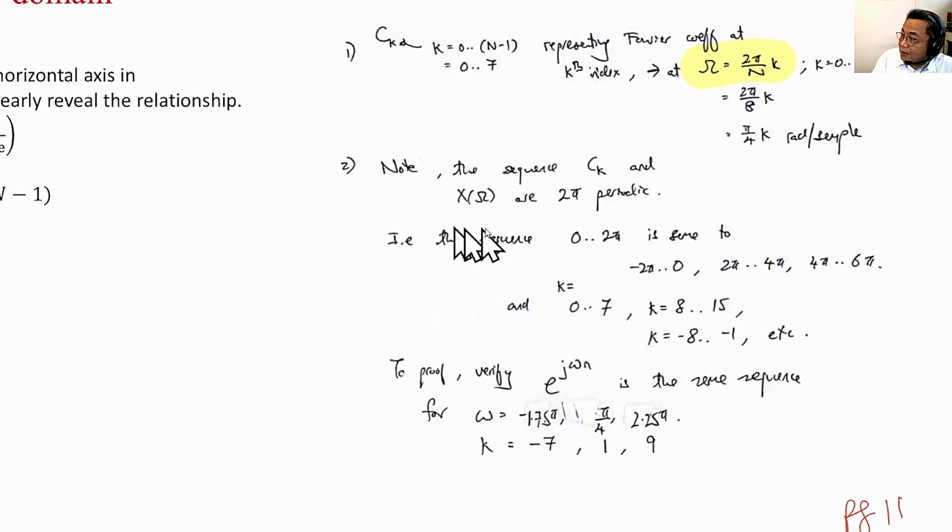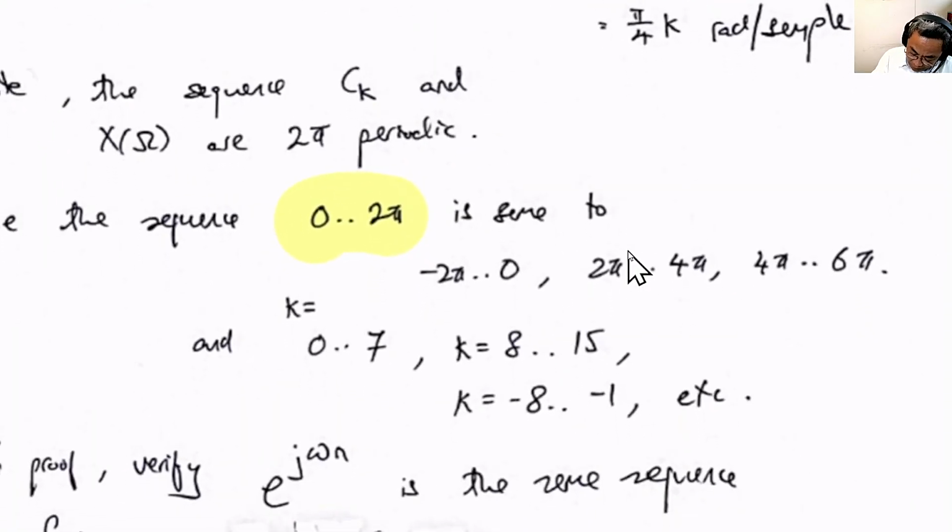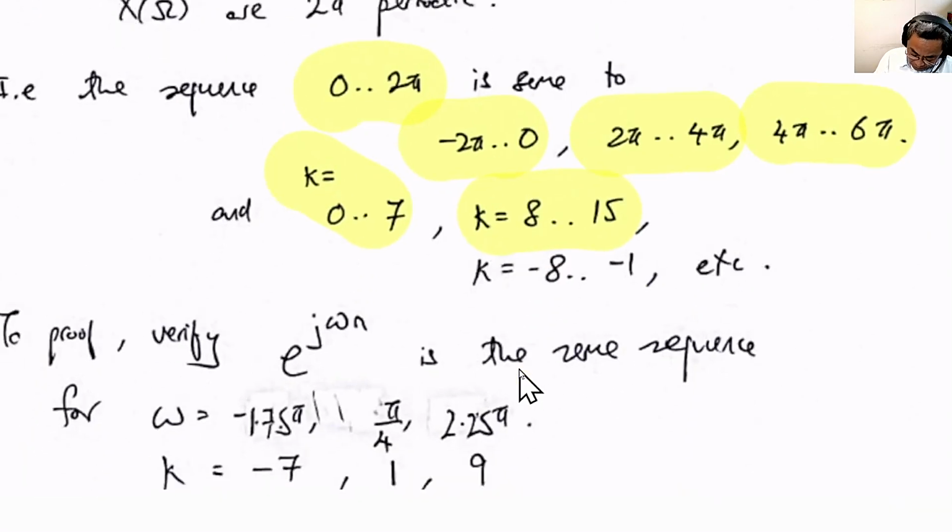Now, I explained that the ck's and x of omega are 2 pi periodic. Why is this so? Why am I only interested in 0 to 2 pi? What happened to 2 pi to 4 pi, 4 pi to 6 pi, or minus 2 pi to 0? Well, let k be 0 to 7. What happened to k equals 8 to 15?